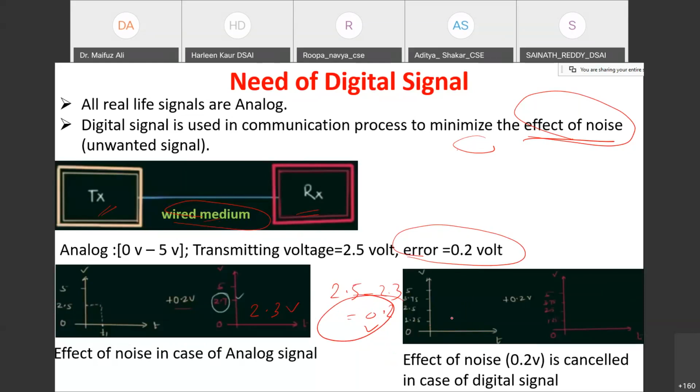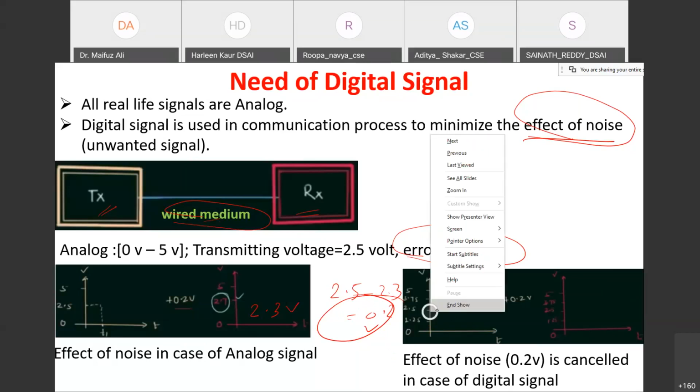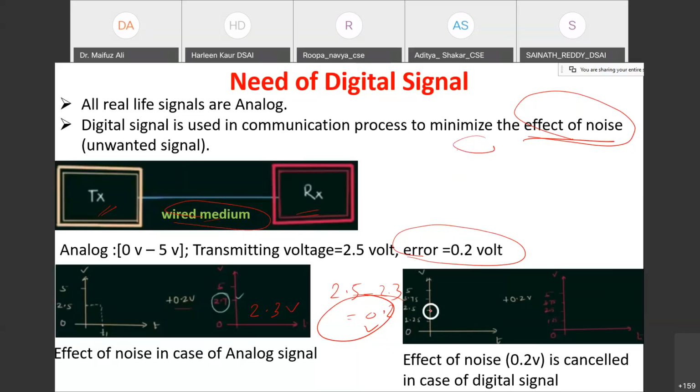How will the effect of error be cancelled? You are sending the discrete value. Suppose you are sending that value 2.5, and in this receiver terminal, it is received as 2.7. But as already discussed, we cannot take the value 2.7 because we have to take the discrete value, either 2.5 or 3.75. But its value is 2.7. So we cannot take 3.75, or we cannot take 2.7, we can take 2.5.